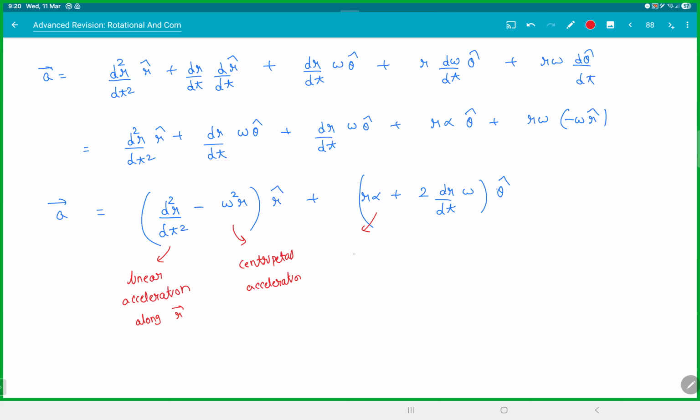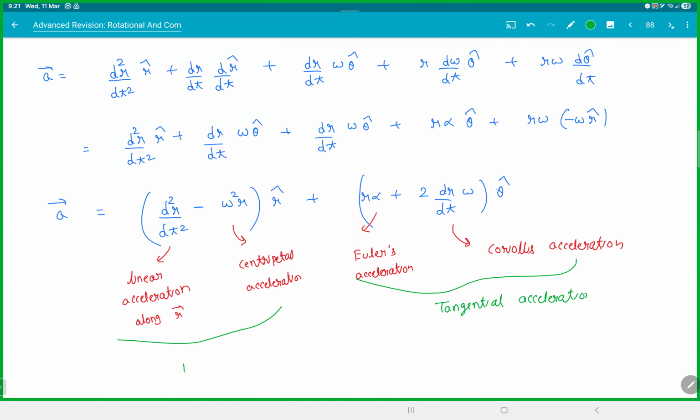This is your tangential acceleration, or it's actually called Euler's acceleration. This quantity is called Coriolis acceleration. There was a question in 2018, I guess, 17, I don't remember. But luckily they gave you the formula. They will not expect you to derive this, but if you know beforehand, it is better. This combined term is called tangential acceleration. This combined term is called radial acceleration. So there are actually 4 accelerations when a body is moving.